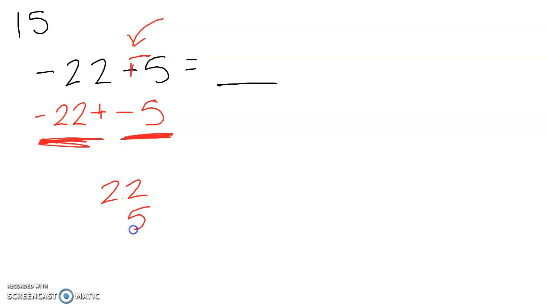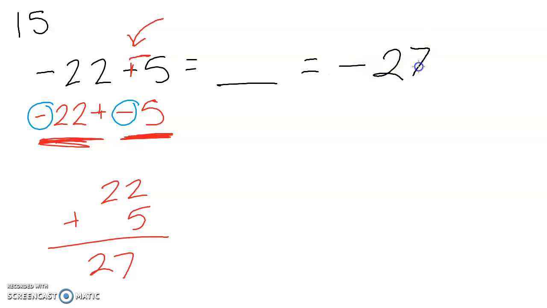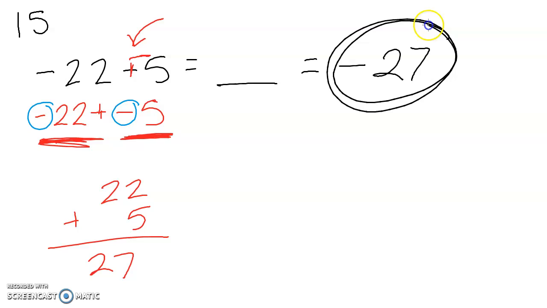So I have 22 plus 5 is going to be 27. And then the original sign of both of the numbers was negative. So my final answer for this is going to be a negative 27. This is for the second part C again.